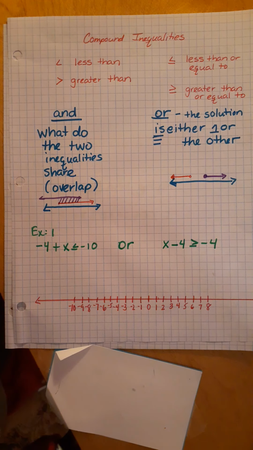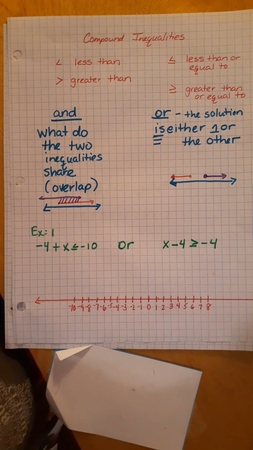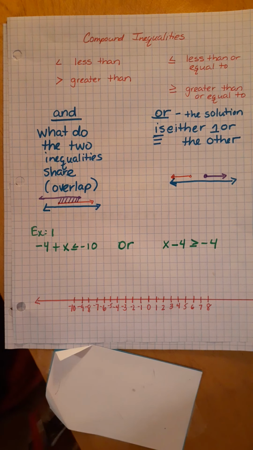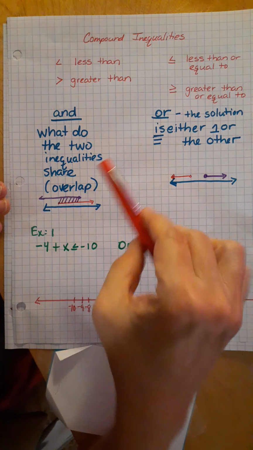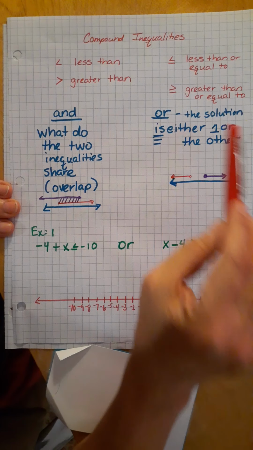With compound inequalities, we're going to have two answers for the most part, 99.99%. Anyway, so how do these compound inequalities look? Well, they generally have two inequalities, and they're separated by and or or.